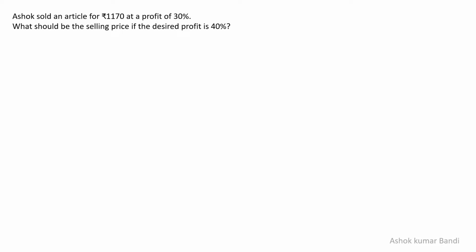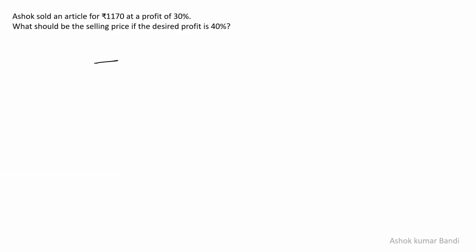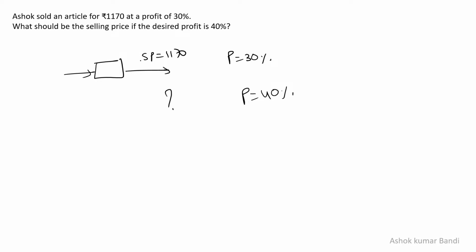So here, what's happening in the problem is, some guy sold an article for 1170. Let us take that I am having this article, it can be a mobile, a pen, doesn't matter, just an item. He is selling this item to someone else for a price of 1170, and he is getting a profit of 30%. Now he is asking, if he wants to make a profit of 40%, for what price he would have to sell it.